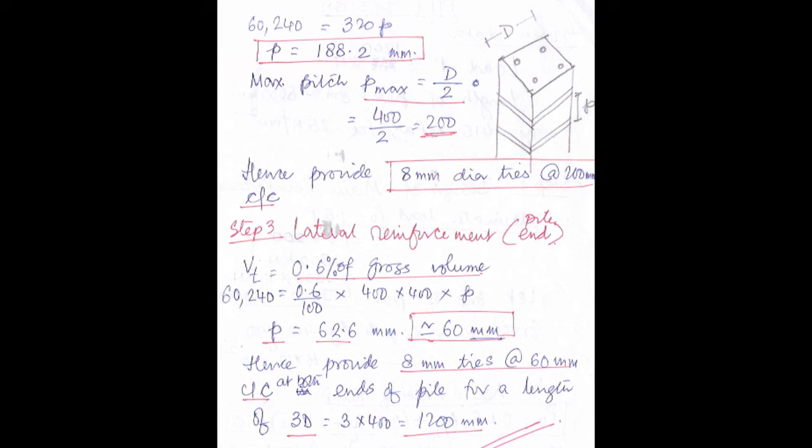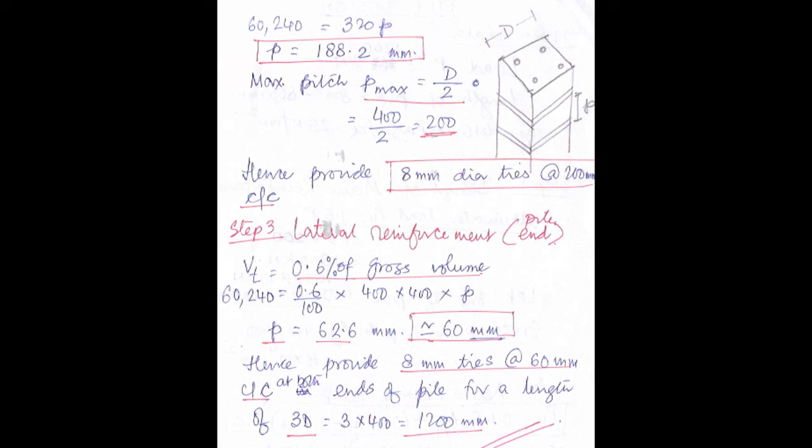You can see the drawing over here. I have tried to explain it, that this D is the lateral dimension. I have drawn here an isometric view of the pile foundation. So this D is what? D is the size of the pile foundation, and here I have shown pitch, that from one tie bar to the other tie bar, what is the pitch.